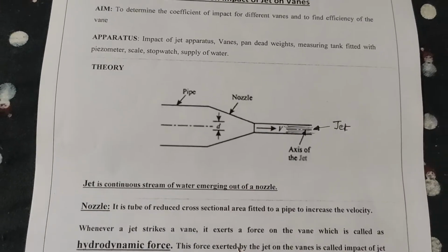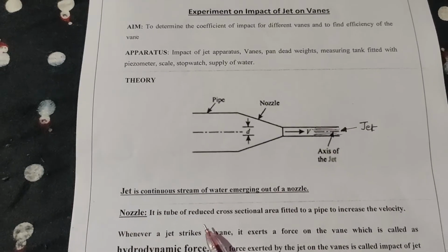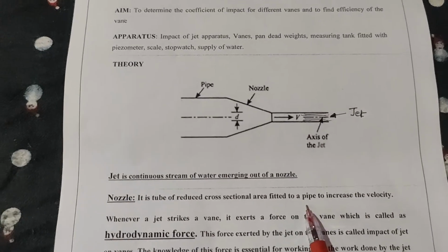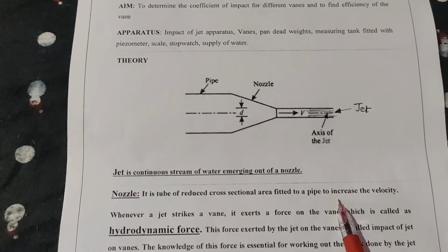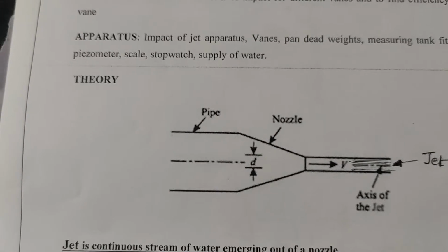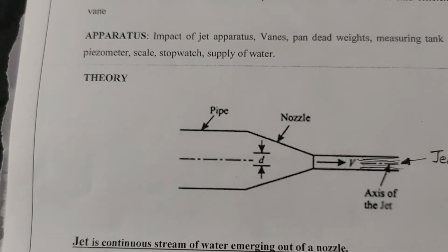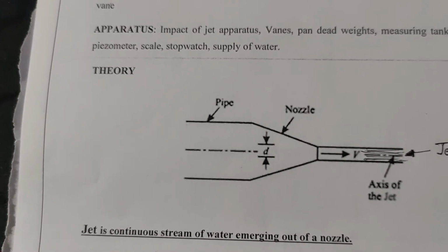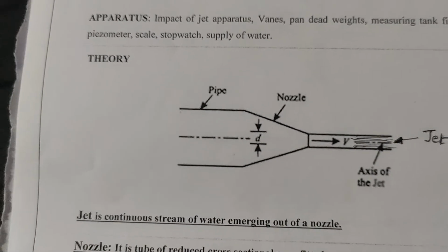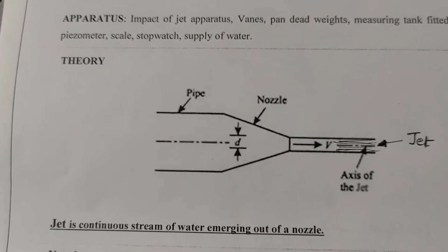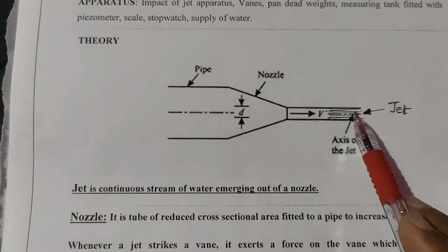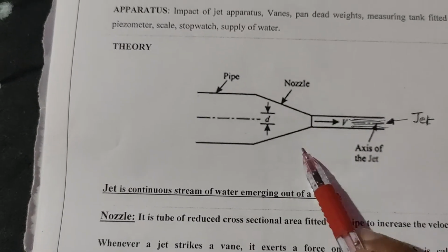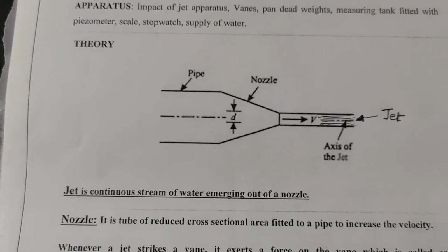Let us understand the definition of the nozzle. Nozzle is a tube of reduced cross-sectional area which is fitted to a pipe in order to increase the velocity. In nozzle, pressure energy is converted into kinetic energy, so the water which is coming out of the nozzle always has high velocity. The fluid having high velocity means the fluid has high kinetic energy. Jet is nothing but a continuous stream of water which is coming out of the nozzle with high velocity.